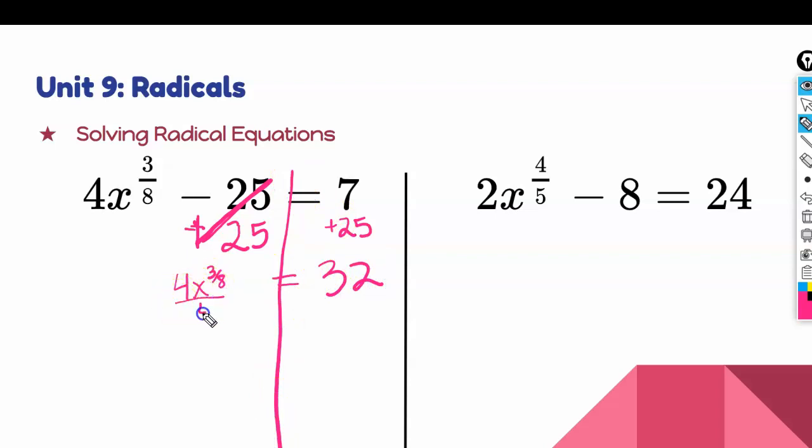Okay, so I divide by 4 on both sides. Okay, and I have x to the 3 over 8 equals 32 divided by 4 is 8.